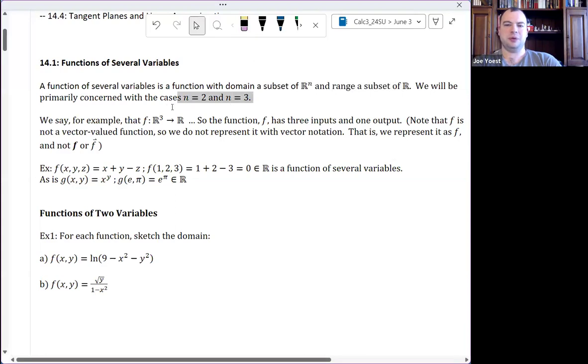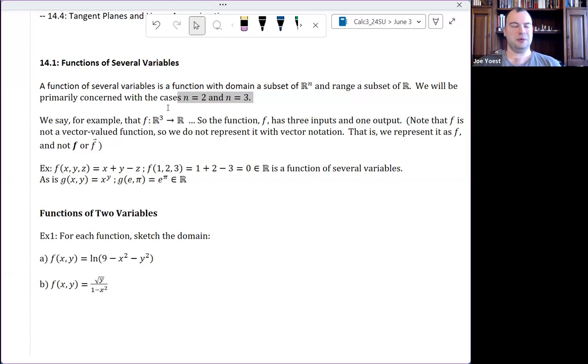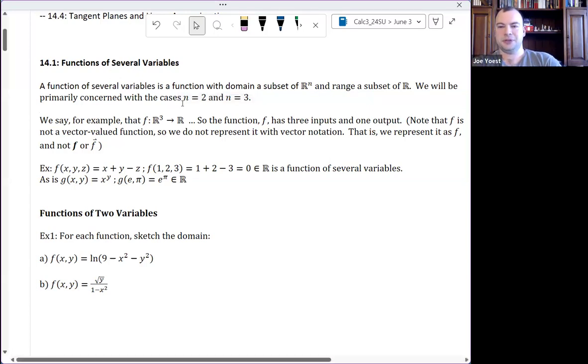As I mentioned here, we'll primarily be concerned with the cases n equals 2 and n equals 3. Some of the material we'll discuss does generalize to larger n. Some of it becomes a bit more difficult when we try to generalize to larger n. So we'll focus on the cases n equals 2 and n equals 3, and we'll actually treat them somewhat separately. And I think we'll see the reason for that coming up pretty soon.